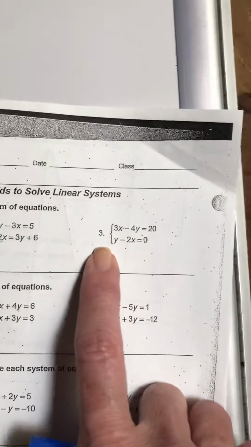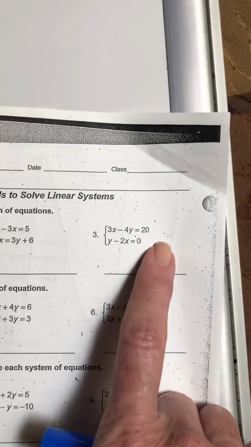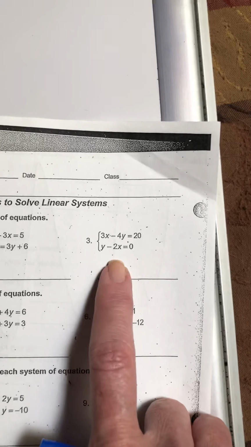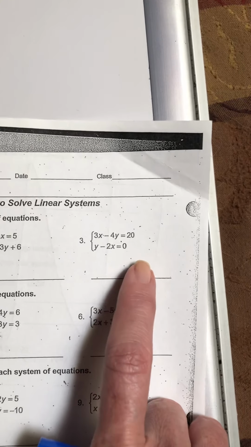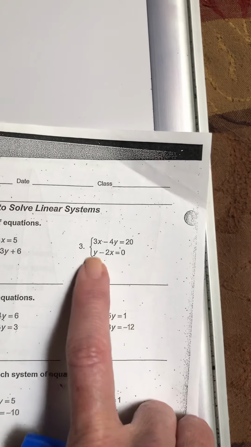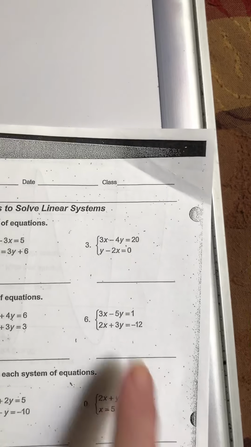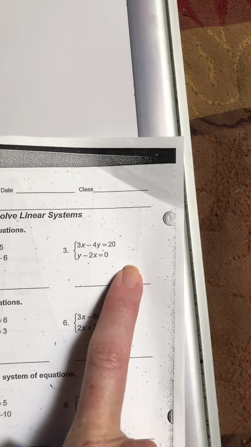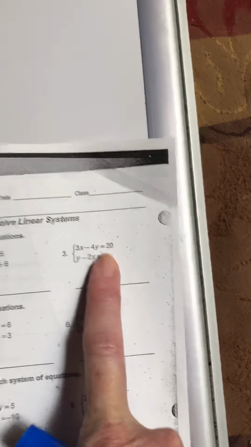So on number 3, you need to move the 2x over and have y equals 2x, and then plug that 2x in right there by the 4, because that's what y would equal. Okay, so that'll get you number 3. Move that 2x over, so y equals 2x, and then plug that in where the y is.